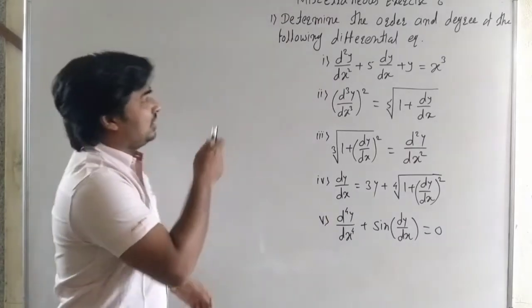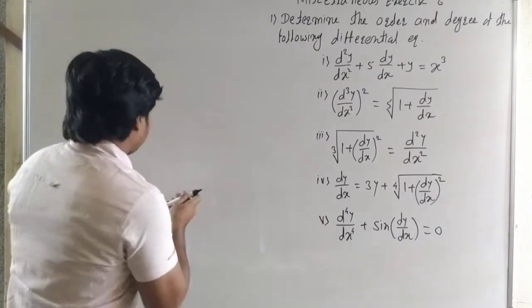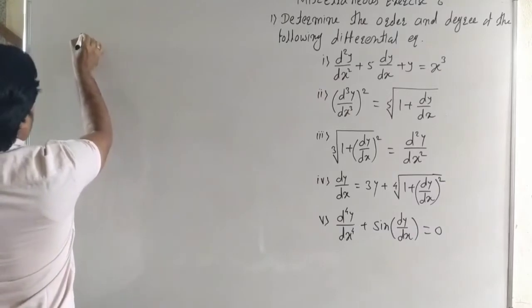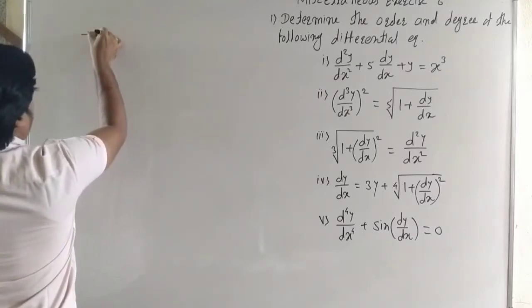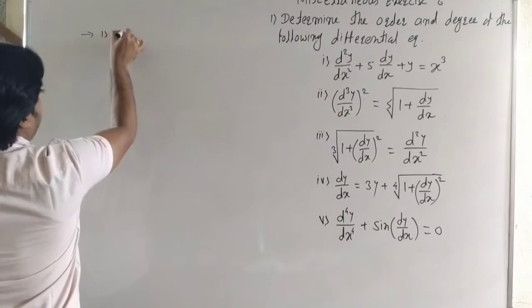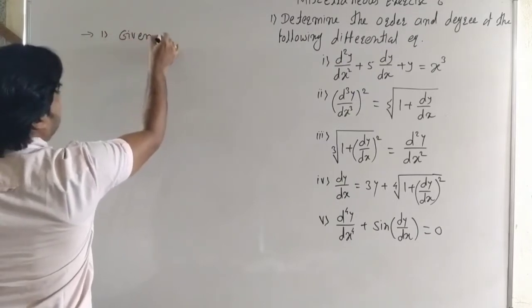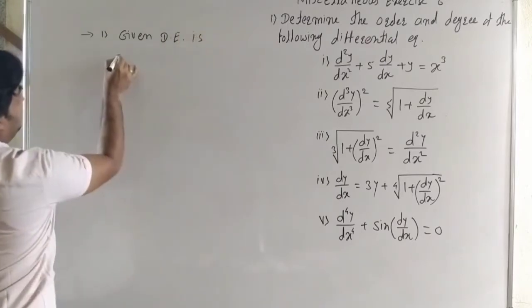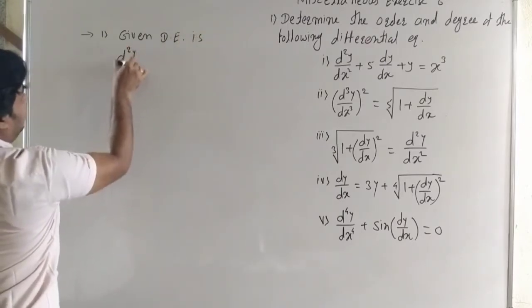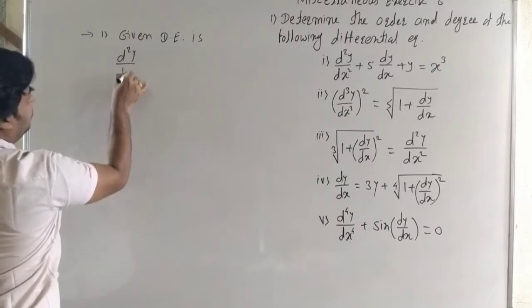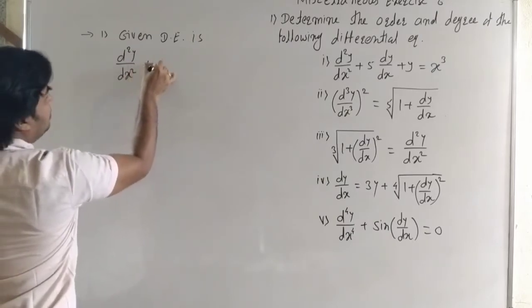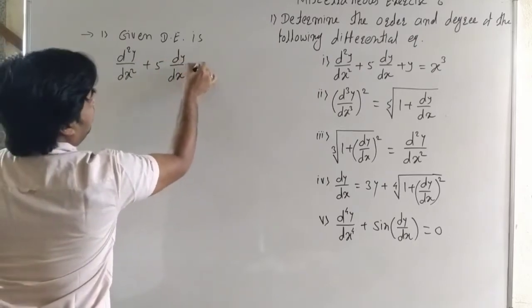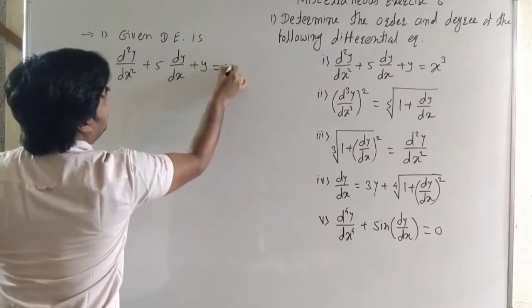Now here is the first example. Now we write the order and degree of this first example. Solution: the given differential equation is d2y by dx2 plus 5 dy by dx plus y is equal to x cube.